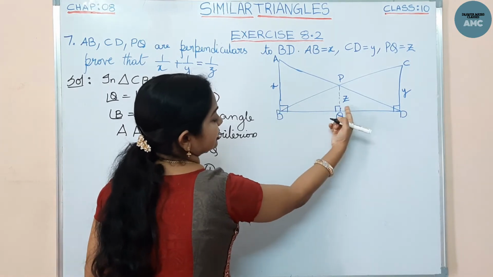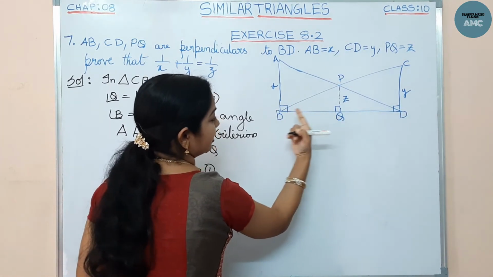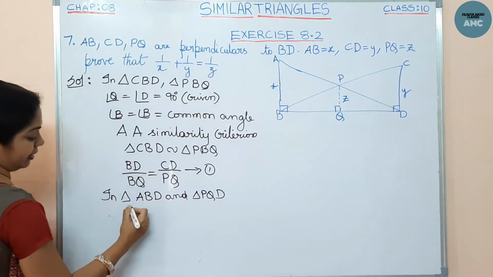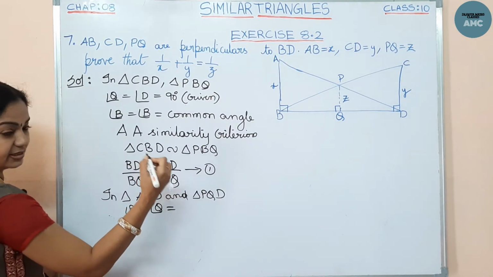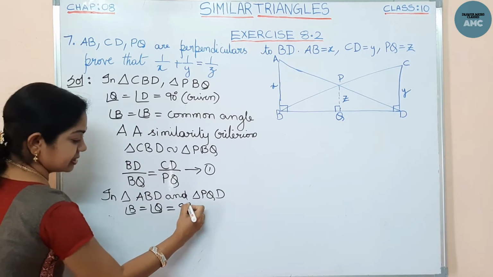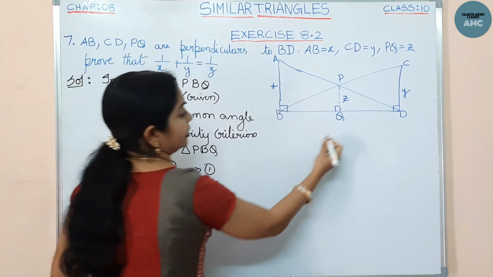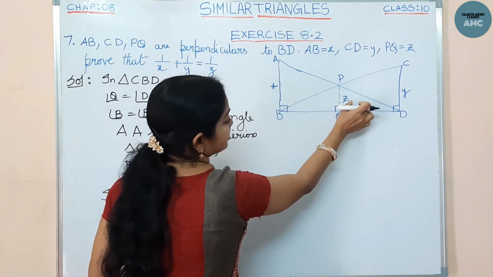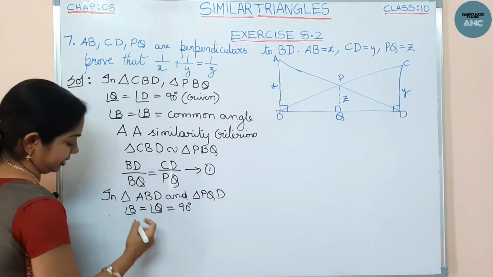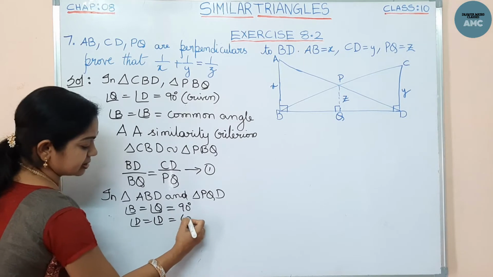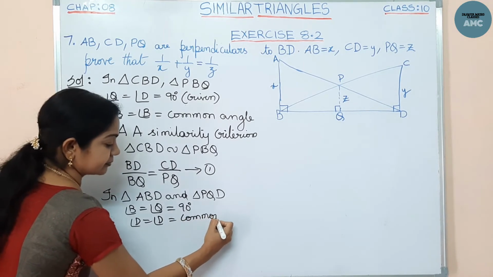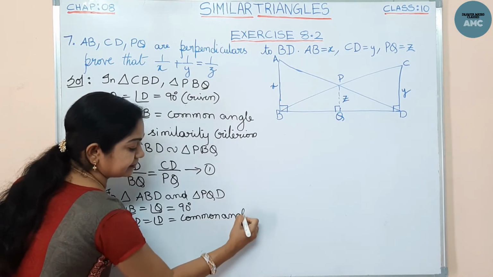See here, these two are perpendiculars, so angle B is equal to angle Q. Here angle B and angle Q are 90 degrees since they are perpendiculars. And the common angle for the bigger triangle and the smaller triangle is the angle D. Angle D is equal to angle D for both the triangles. This is the common angle for both the triangles.